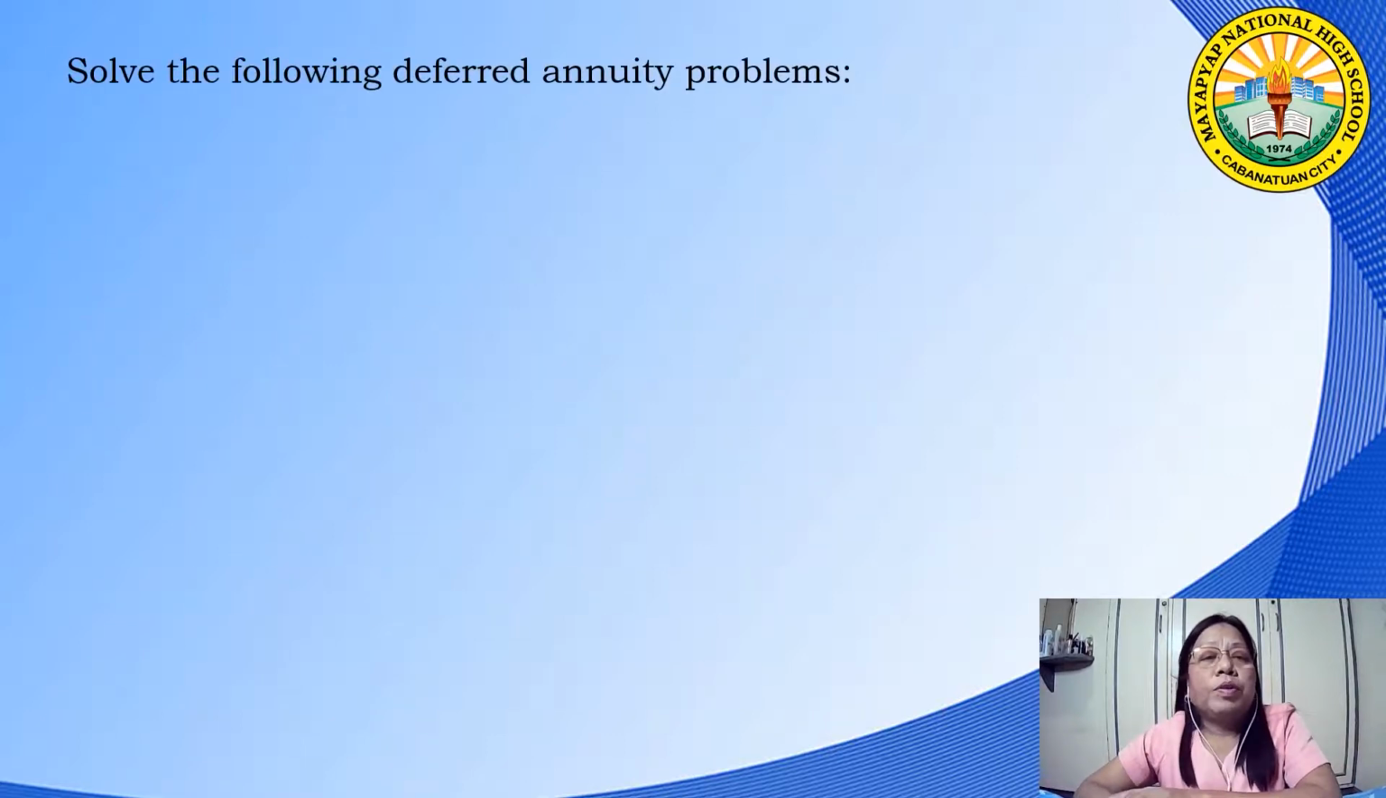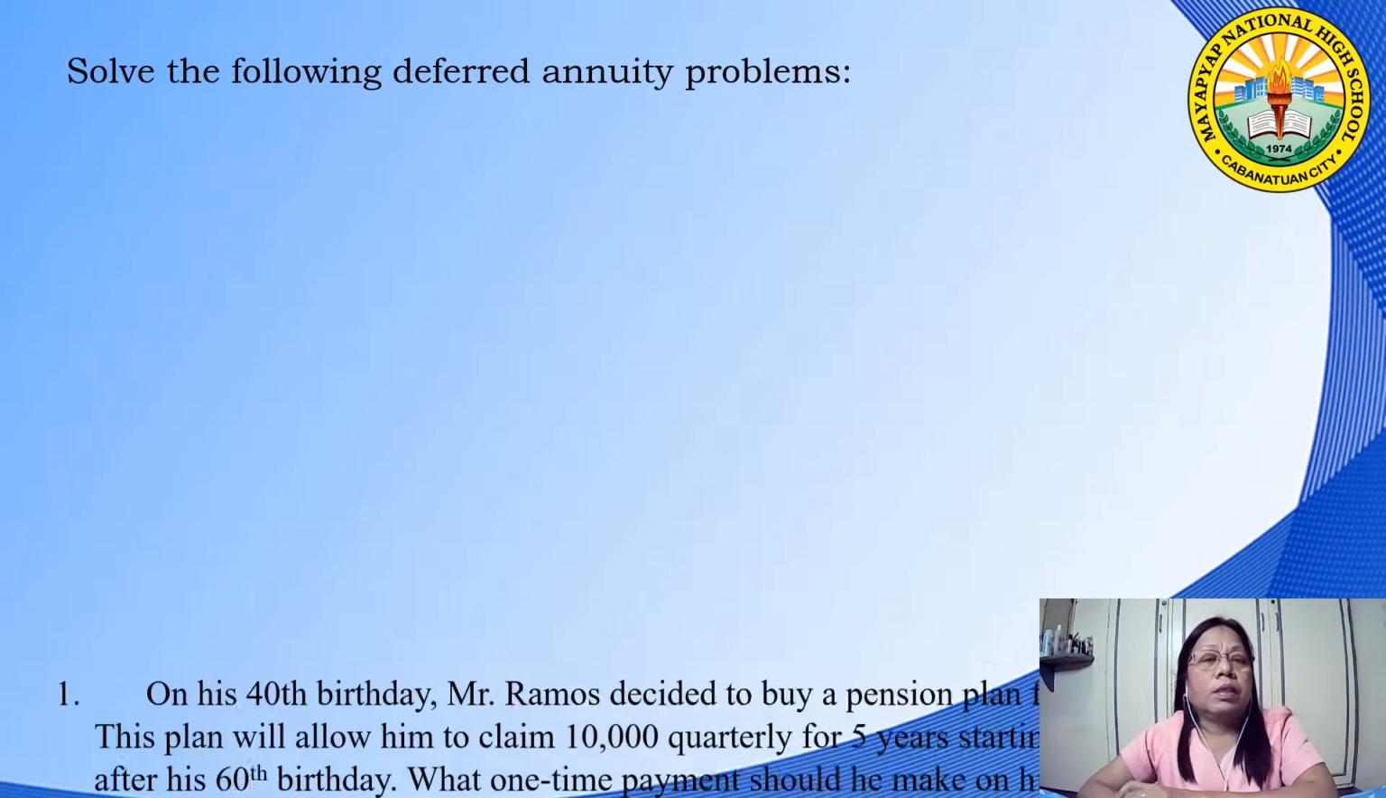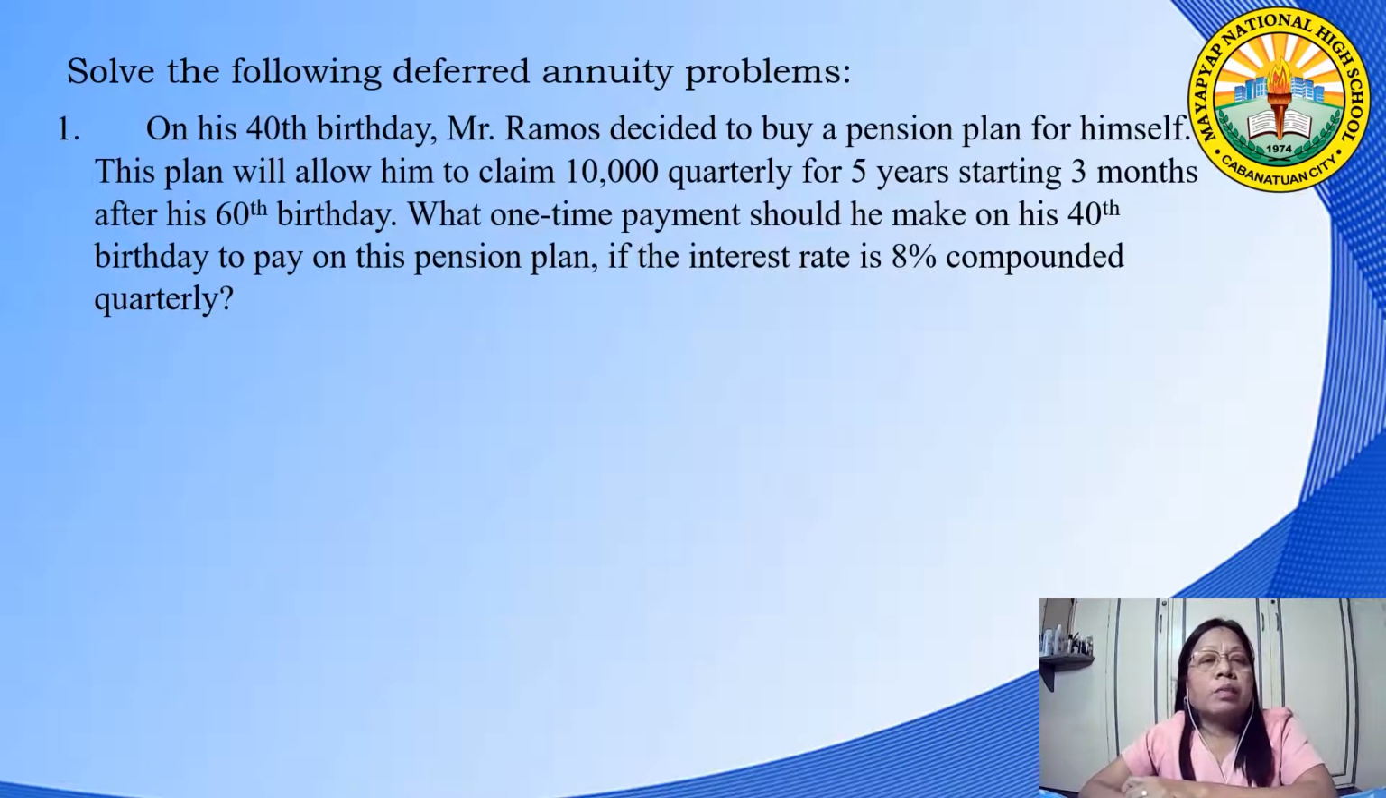Let's solve the following deferred annuity problems. First problem. On his 40th birthday, Mr. Ramos decided to buy a pension plan for himself. This plan will allow him to claim 10,000 pesos quarterly for 5 years starting 3 months after his 60th birthday. What one-time payment should he make on his 40th birthday to pay for this pension plan if the interest rate is 8% compounded quarterly?